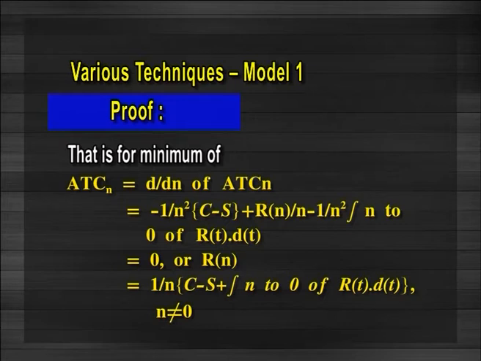1 by n square into C minus S plus R of n by n minus 1 by n square integral n to 0 of RT into dt is equal to 0, or Rn is equal to 1 by n into C minus S plus integral n to 0 of RT into dt, where n not equal to 0, and it is represented as equation 2.